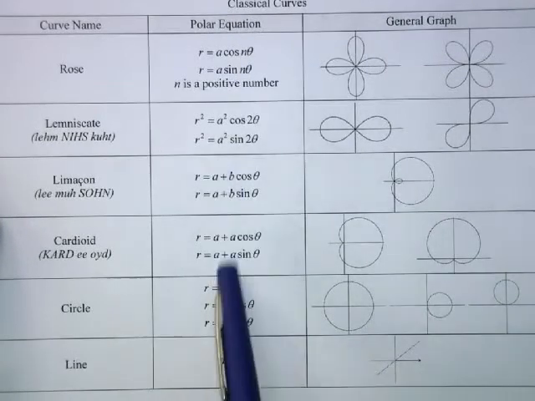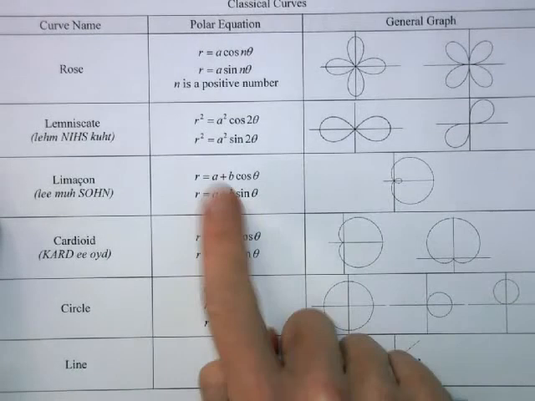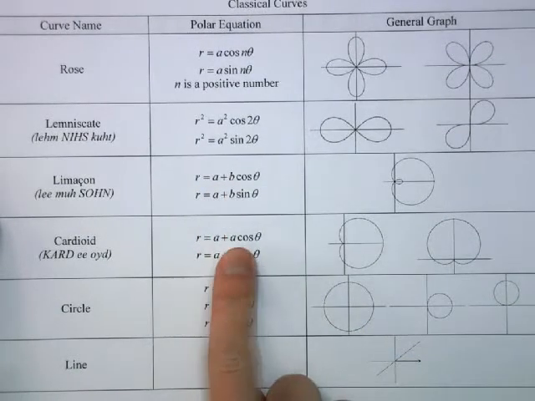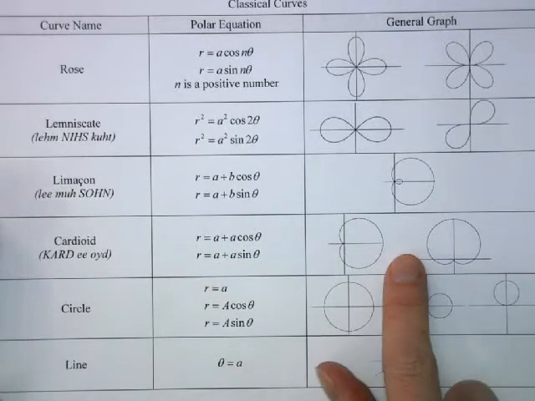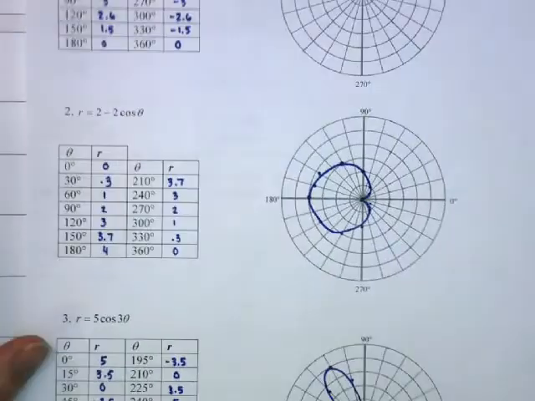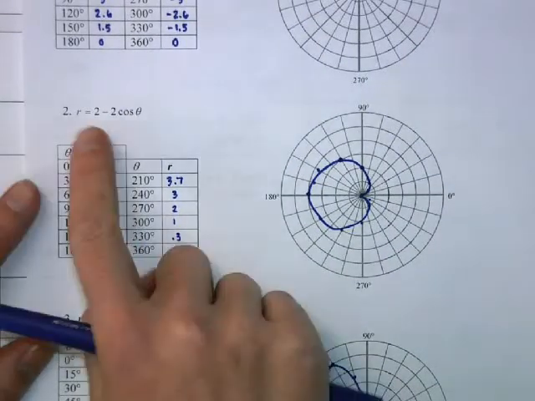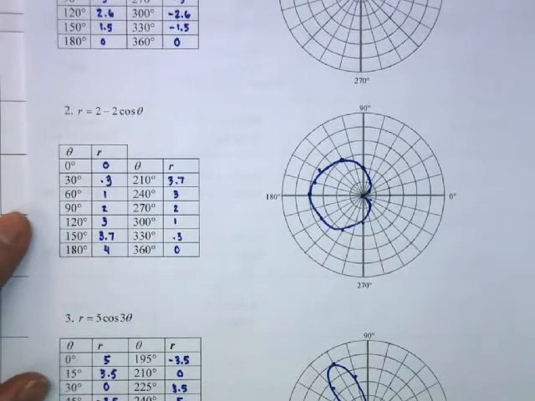Okay. A cardioid looks very similar formulaically, but notice that rather than a plus b, it's a plus a. So if the two a's are the same, we get a cardioid. And we did graph one of those. The second graph we did was a cardioid. So 2 minus 2 cosine theta, and this is the graph we got.